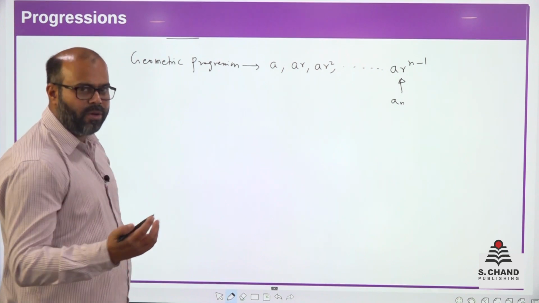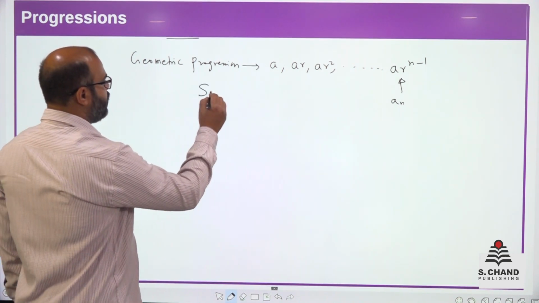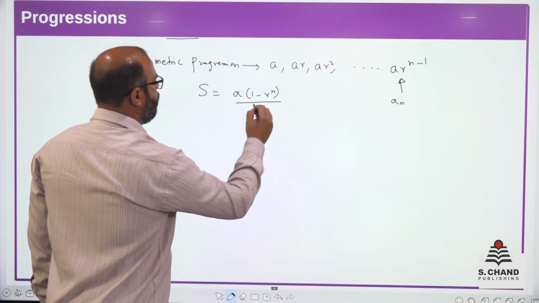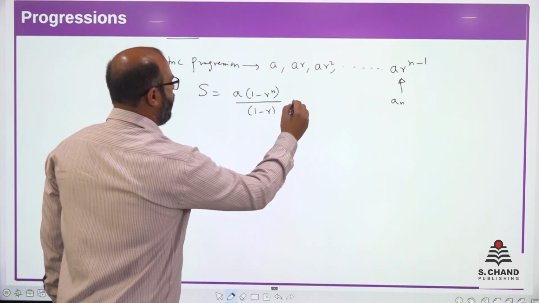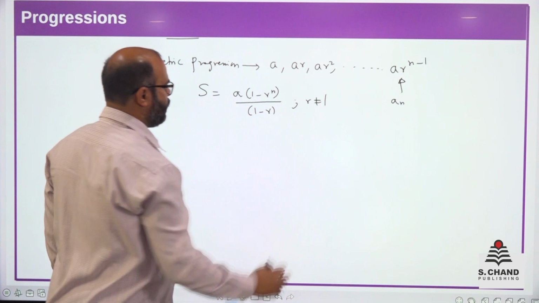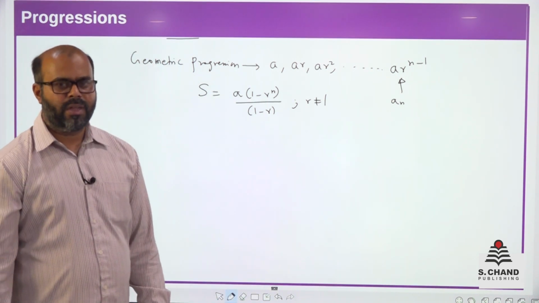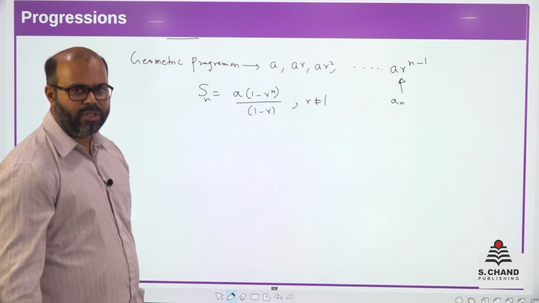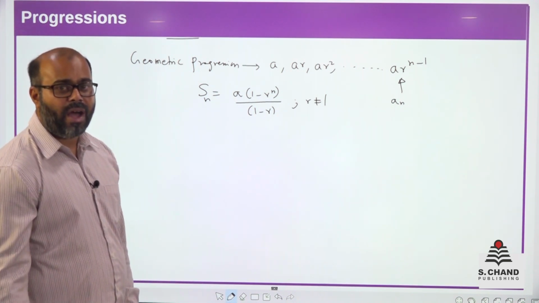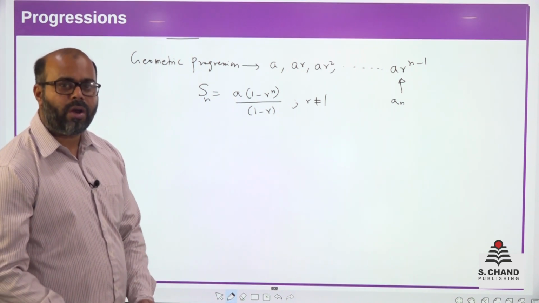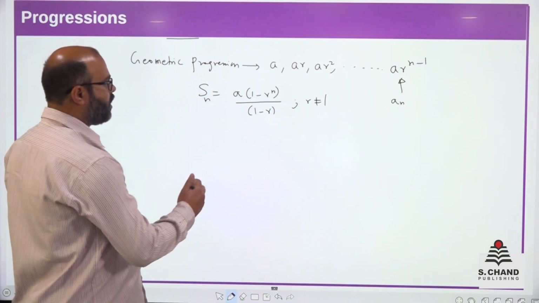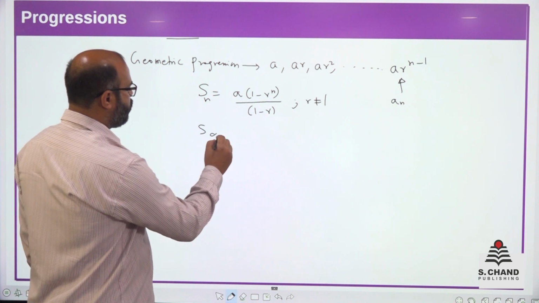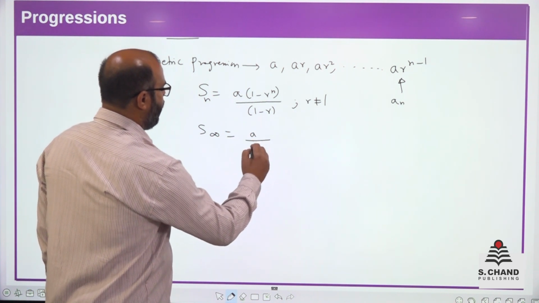Now, what is the sum of the GP? The sum of the GP is equal to a into (1 minus r to the power n) by (1 minus r), and r is not equal to 1 in this case. This is the sum of the GP till n terms. Now, if it is asked to find the sum of the GP till infinity, if mod r is less than 1, that is, the common ratio is between minus 1 and 1, then the sum till infinity comes out to be a upon (1 minus r).